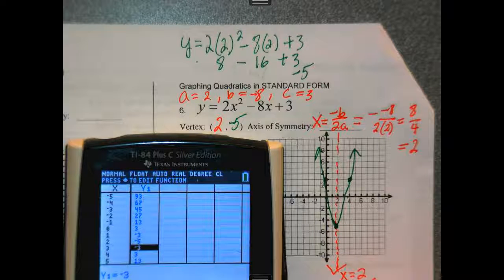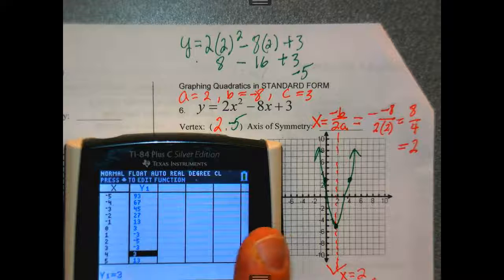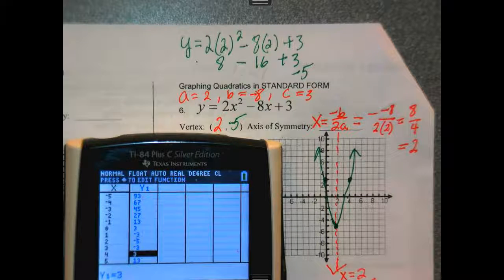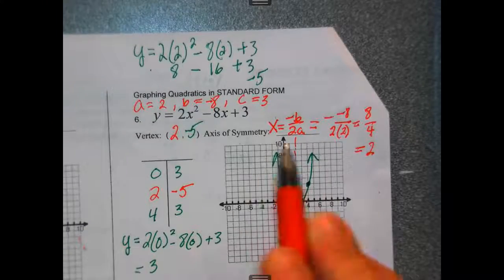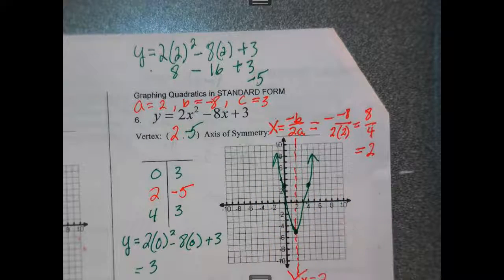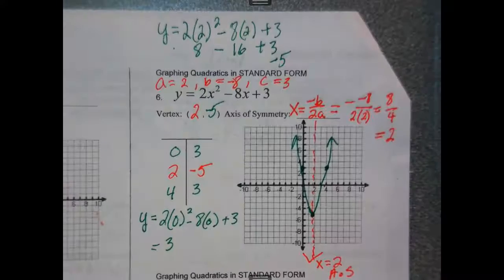I think I use 0, 3, and 4, 3. You only need 3 points. It's always the x value of your vertex. You find the vertex here, 2, negative 5, your axis of symmetry is 2. X equals 2. You don't even have to do all this computing. You just put x equals 2. All right, any other questions?